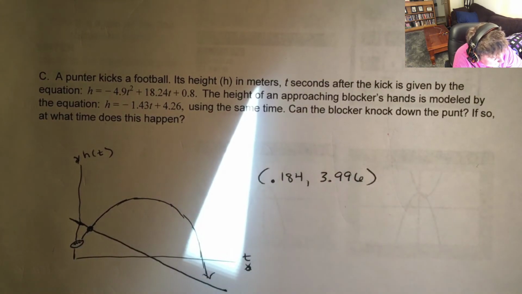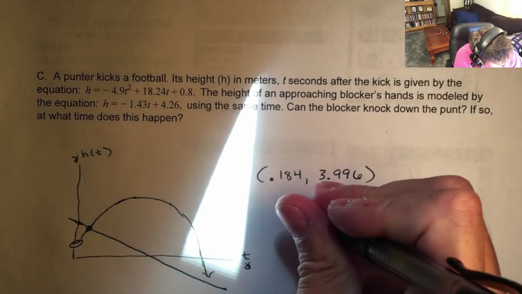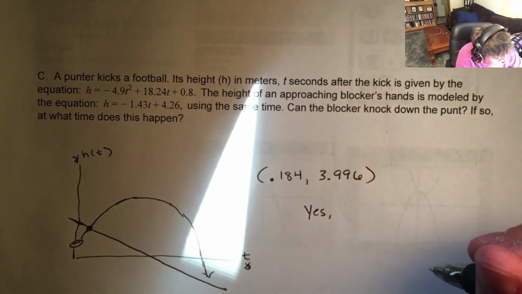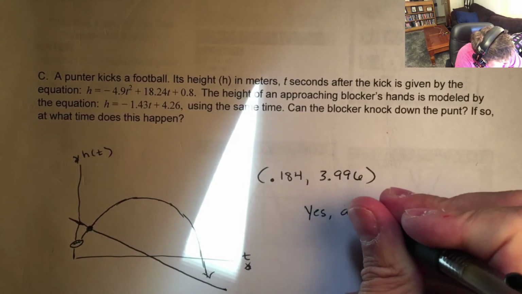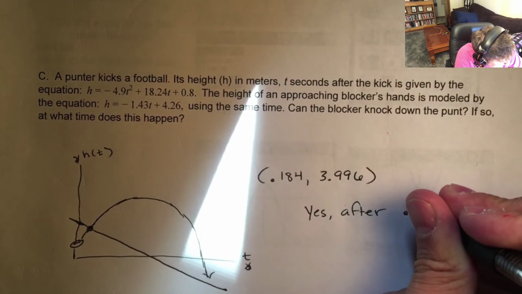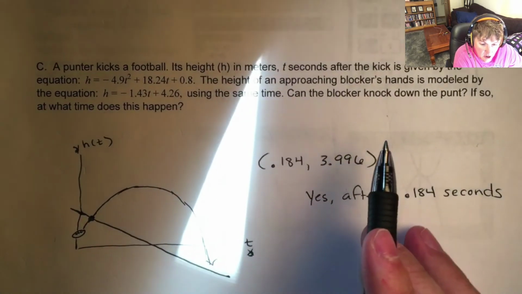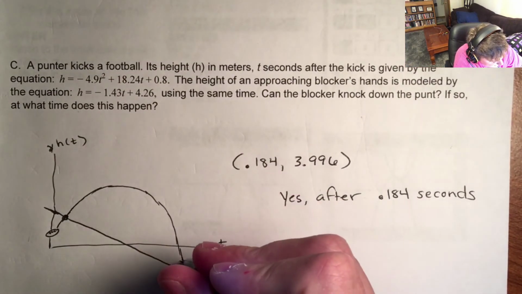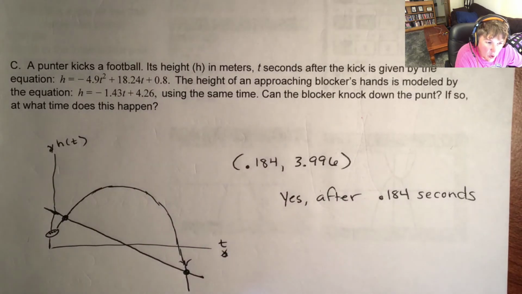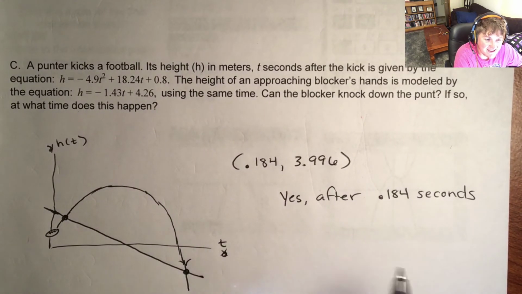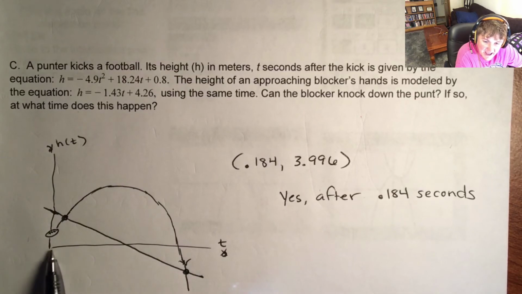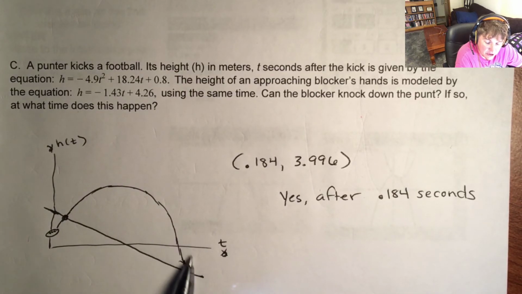So can the blocker knock down the punt? The answer to this is yes. And if so, what time after? 0.184 seconds. Okay, let's talk about why, although it is going to intersect down here, right? The graph intersects down here. Why am I not even checking that? The answer, it has no context, right? Having negative height from the field of play isn't realistic. It doesn't have any meaning in the context of our problem.